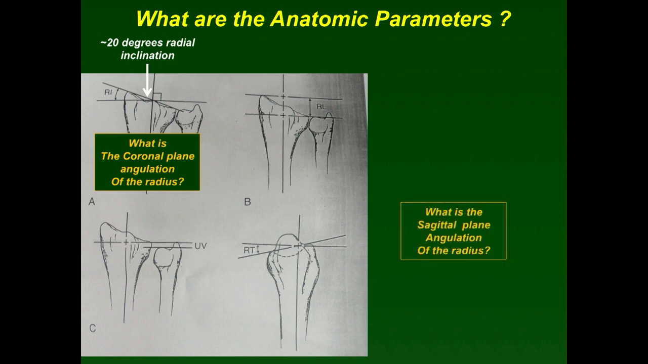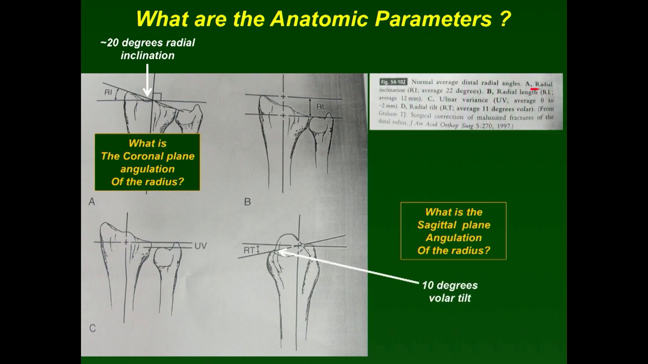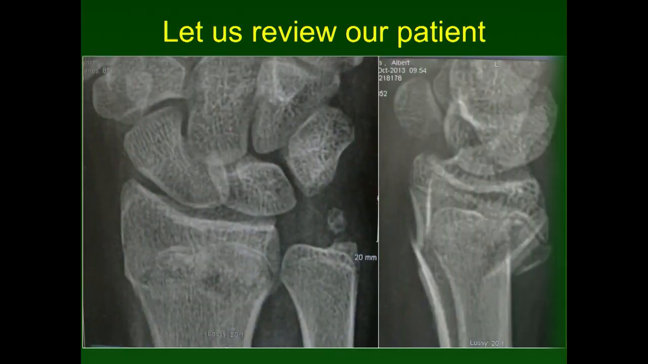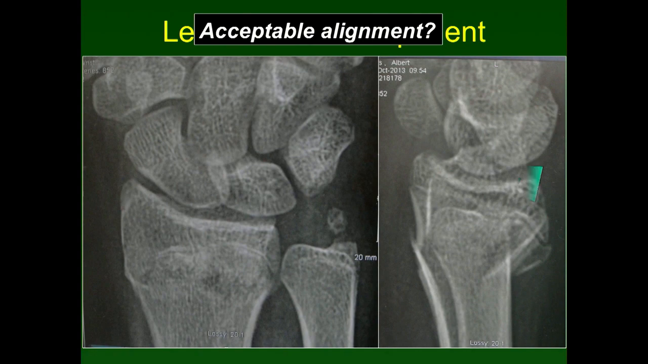All right, what about in the sagittal plane? What is that? At least neutral. Yeah, you can have about 10 degrees of volar tilt. And that was shown in some articles back in the past. So let's look at our patient here. And this patient, is that acceptable? This patient, you see the physis are closed, so this patient doesn't have a lot of remodeling capacity. Can you accept that? No, you probably want to reestablish the right angulation. Looks okay in the coronal plane, but not in the sagittal plane. So what are you going to do? I'll reduce it. Reduce it, that's right.